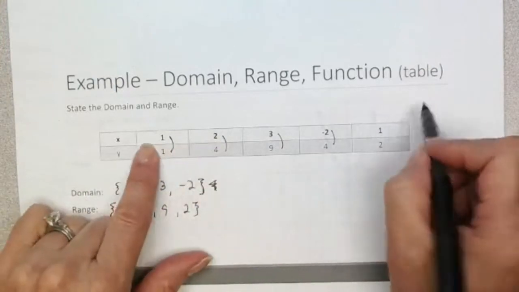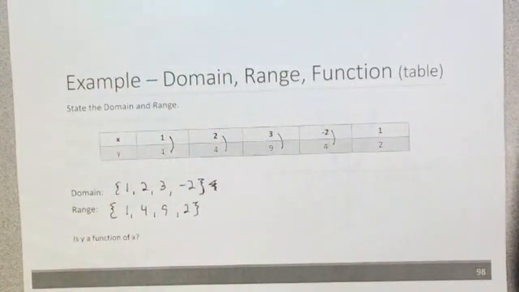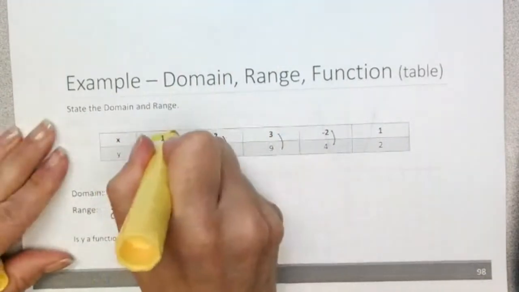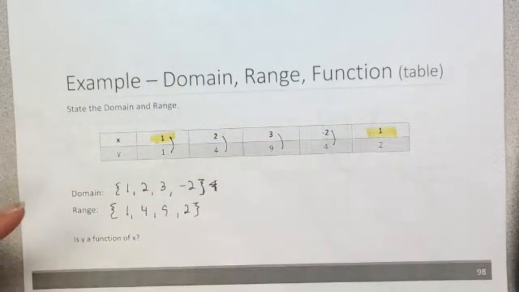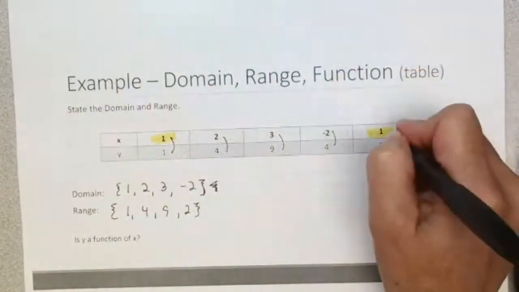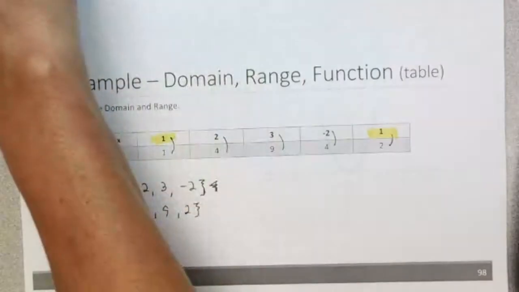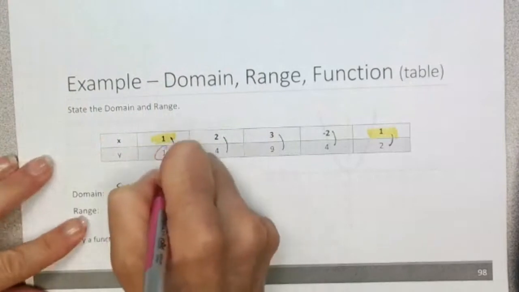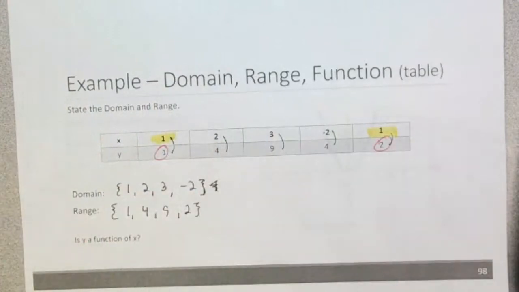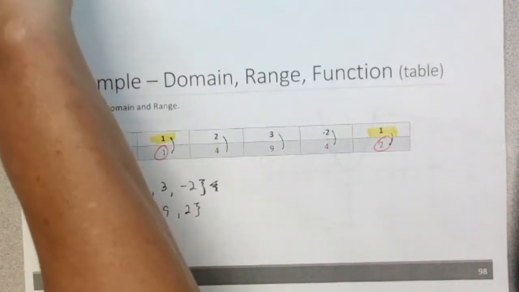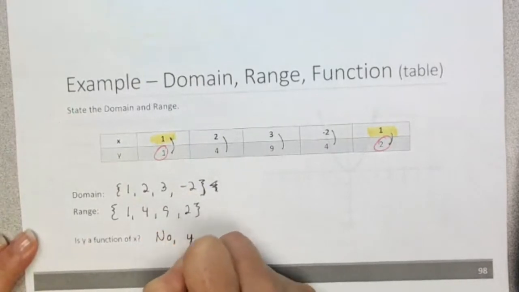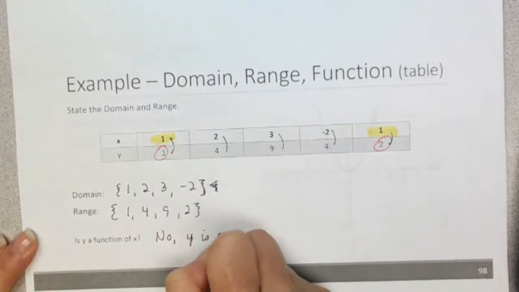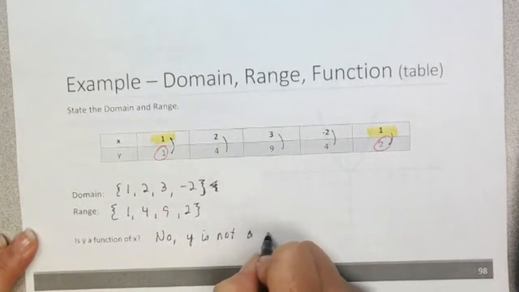Functions can do that. But look, 1 is repeated here. Look at this, I've got 1 is here, 1 is here. 1 corresponds with 1, but 1 also corresponds with 2. These are not the same elements in the range. They are not. They are different. So I have to say no, y is not a function of x.